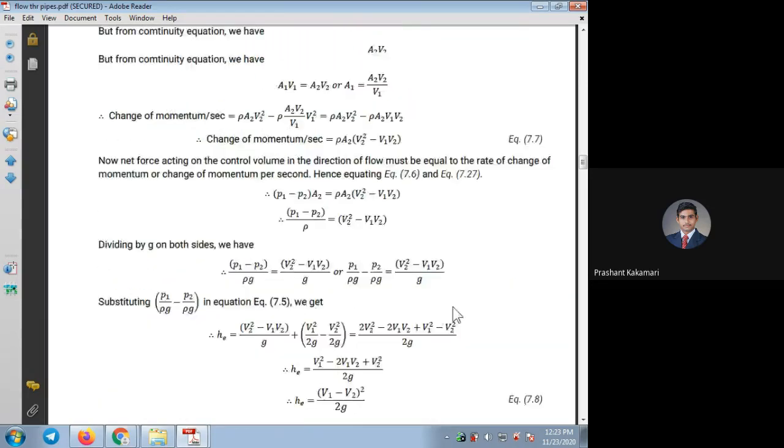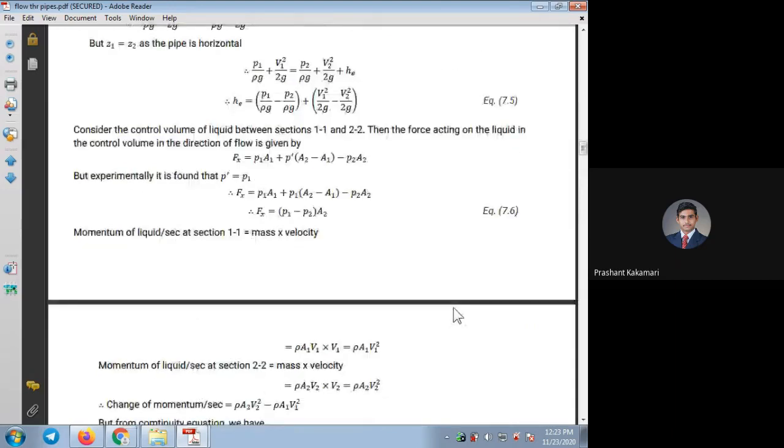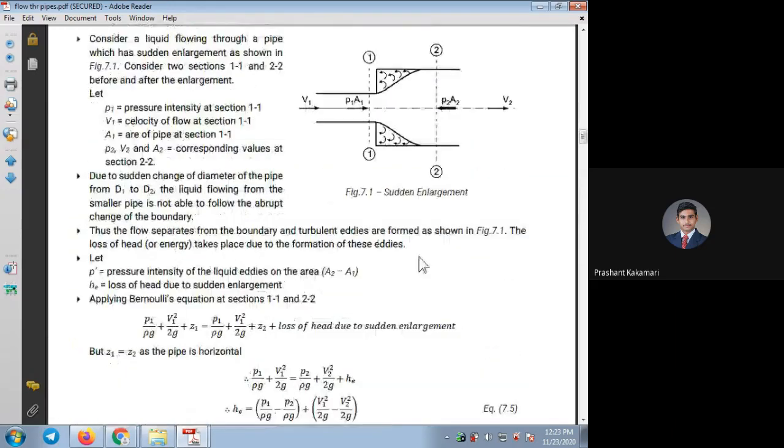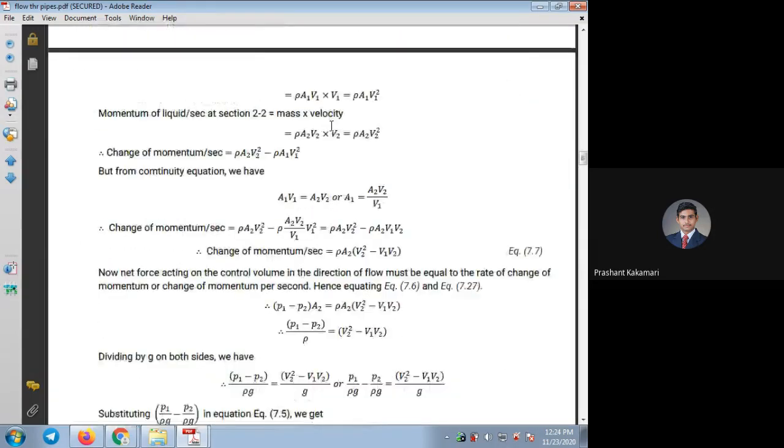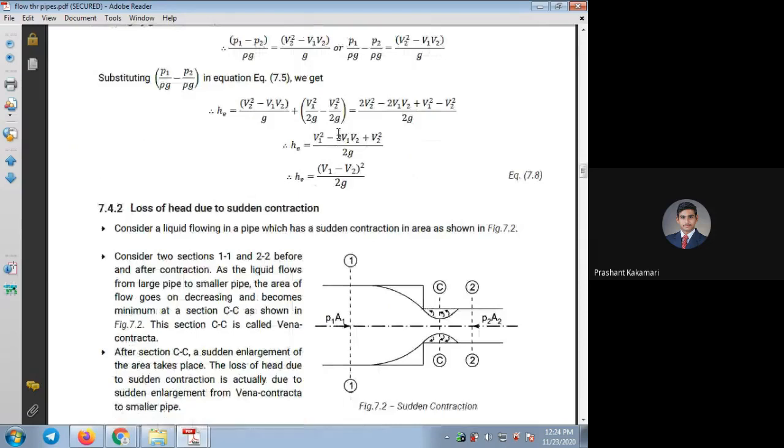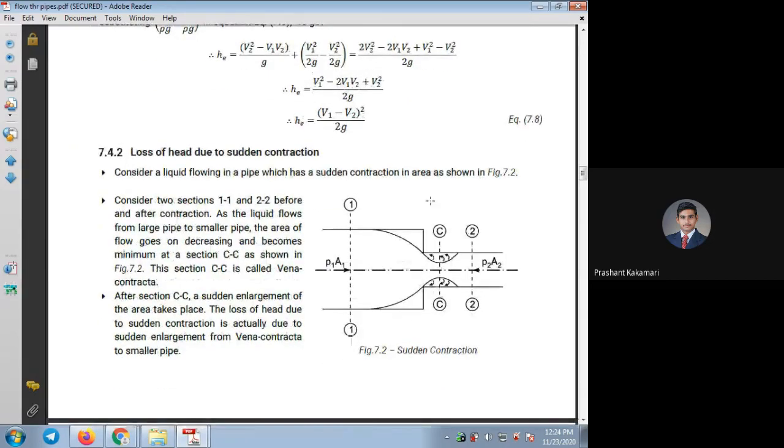But seeing this sketch, what is that sketch? In the sudden expansion, the area of the pipe is going to enlarge, and the direction of flow is very important. If the flow is from left to right, the velocity will go on decreasing because of the large area. But in the same situation, if you take the reverse, if the flow is from 2 to 1, it is a sudden contraction itself. There the velocity is going to increase due to the smaller diameter of the outlet flow.